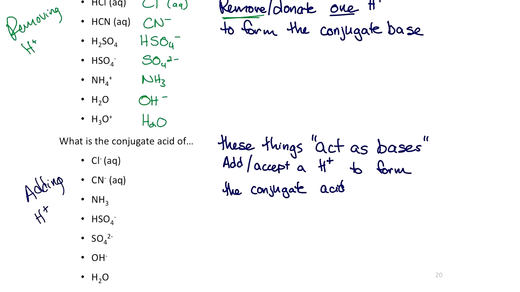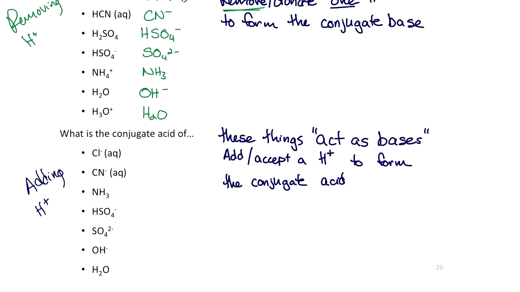So again, you add the H, but you also check the charge. So we're actually just undoing what we just did. When we add a proton to chloride, what do we get? HCl. So chloride is the base, HCl is the conjugate acid. Is HCl an acid? Yes, it is. So that's consistent with that.